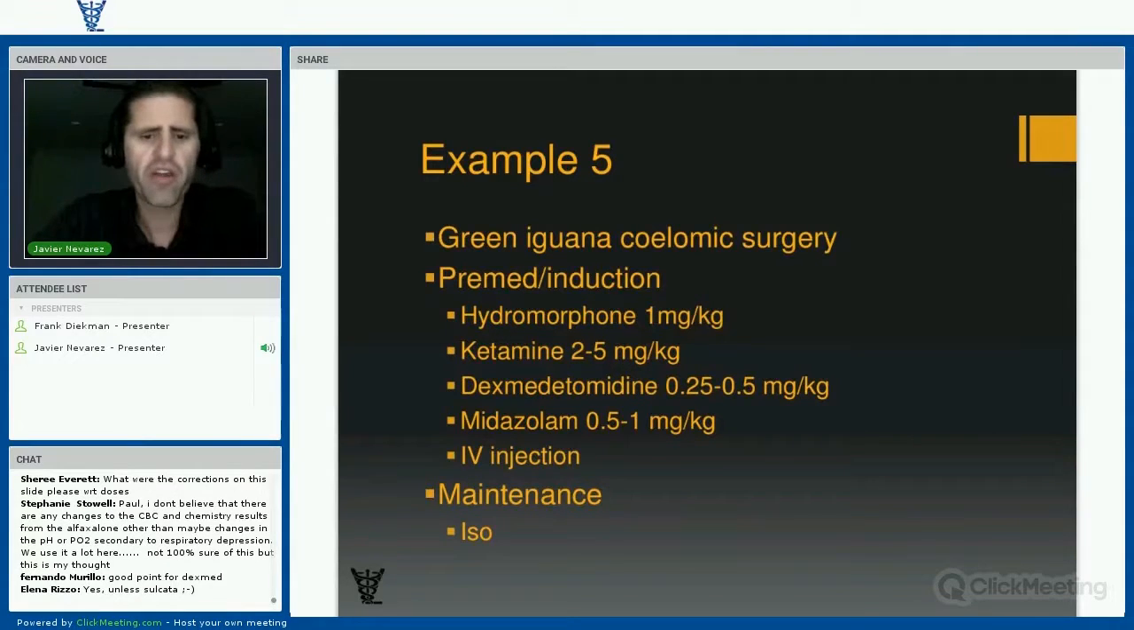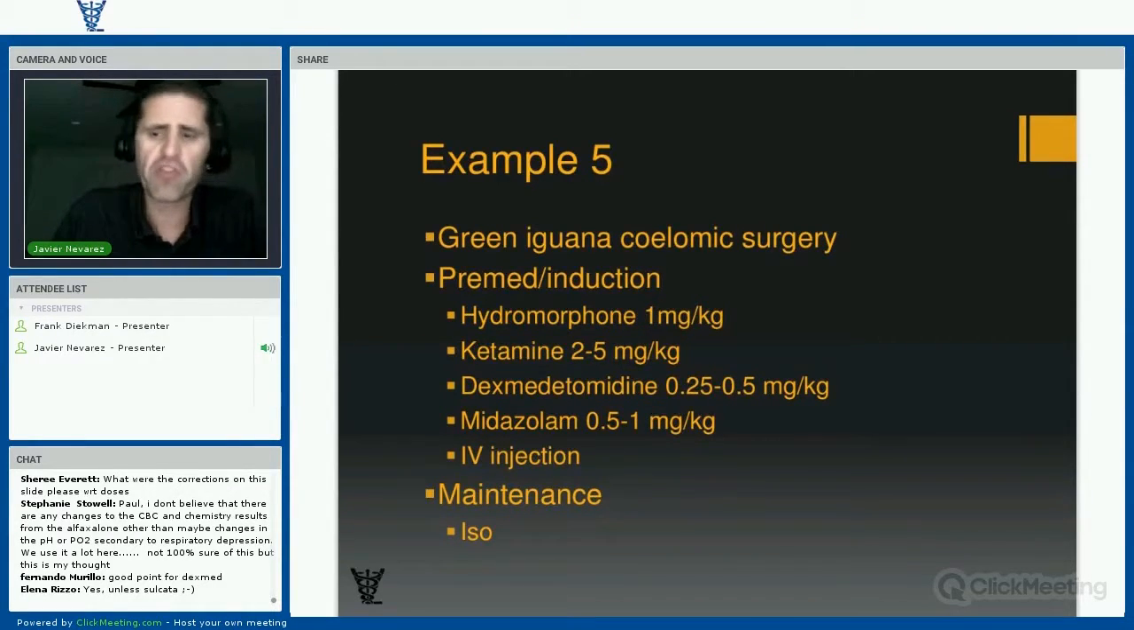And then another example would be a green iguana for coelomic surgery. And again, very similar to the protocol in the snapping turtle. Again, hydromorphone, ketamine, dexmedetomidine, midazolam, give all those IV, and then maintain them on isoflurane. All these cases, I should mention also that we typically are also keeping these animals on meloxicam afterwards.